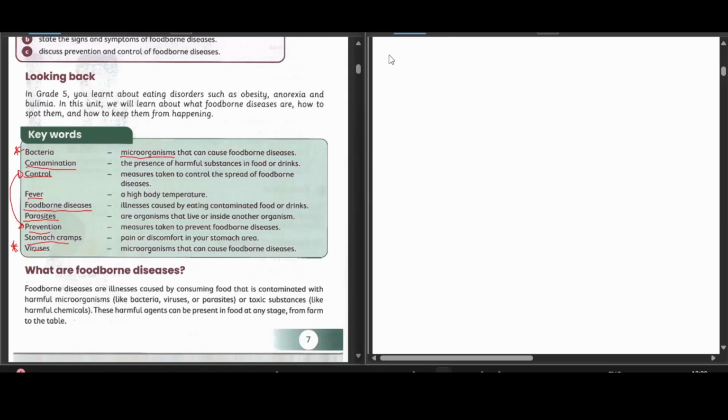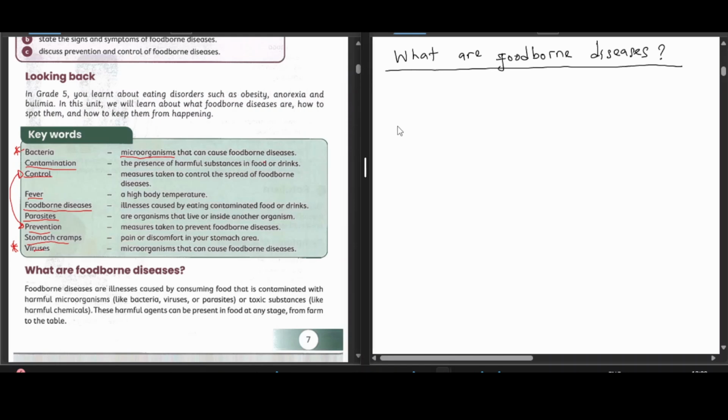Let us now look at what are foodborne diseases. We want to know what are foodborne diseases. When we look at foodborne diseases, are illnesses. A disease is, of course, an ailment or illness caused by consuming food that is contaminated with harmful microorganisms like bacteria, viruses, or parasites, or toxic substances like harmful chemicals.